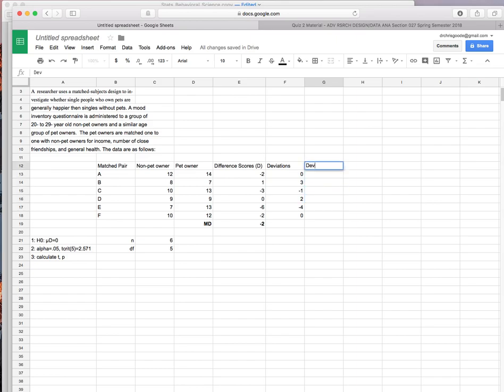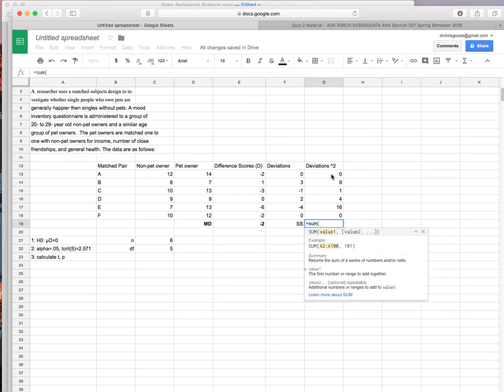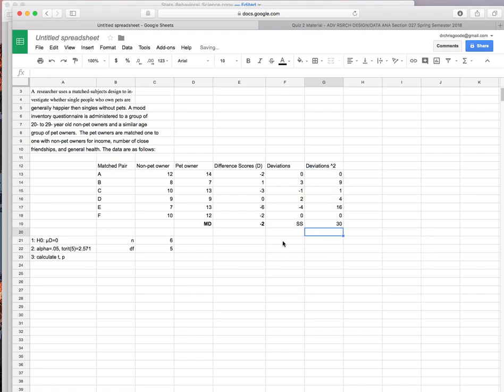Now we need to square those deviations. Just raise that to the power of 2. Now we can sum those squared deviations of each difference score from the mean difference score, and get a sum of squares of 30. Now we can get the variance of the difference scores. That's just the sum of squares divided by degrees of freedom. Variance is always sum of squares over degrees of freedom.